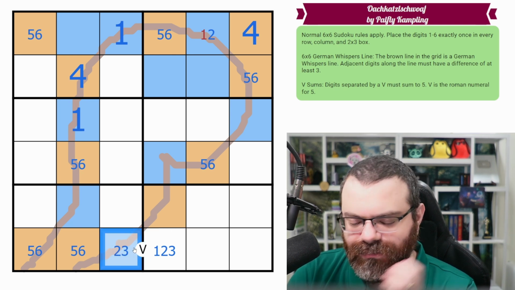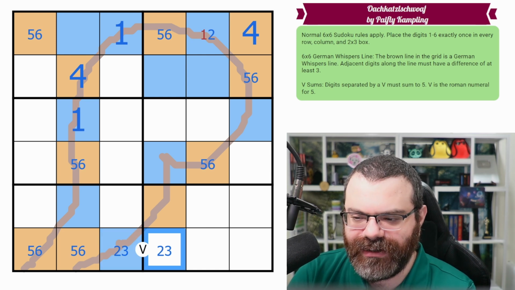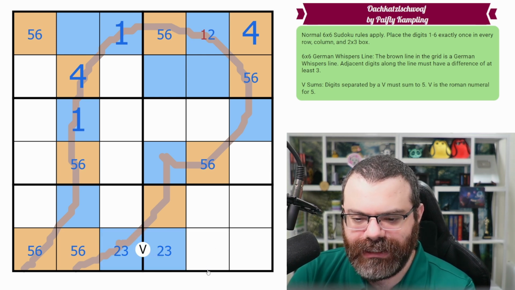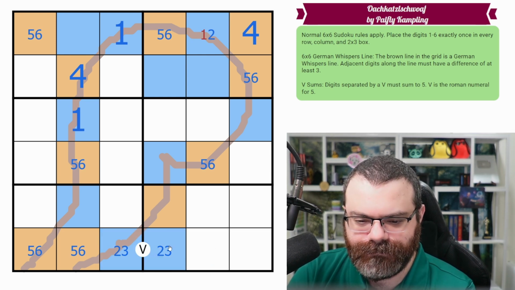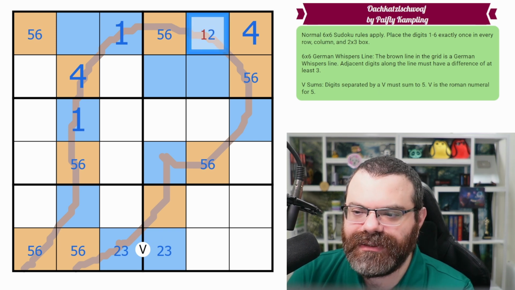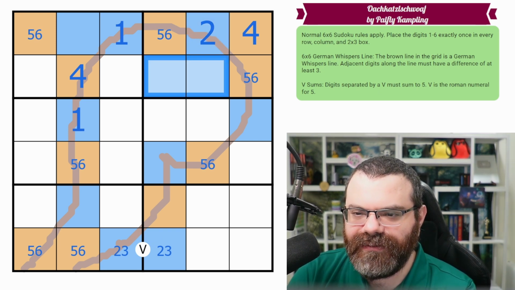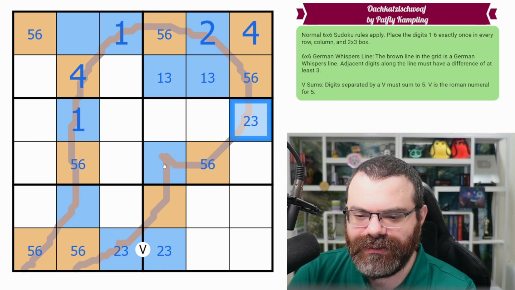Yeah, because it can't be 1 anymore. So this has to be a 2, 3 pair. So they're both low. Okay. And then this is a 2, I guess. These are a 1, 3 pair. This is 2, 3.